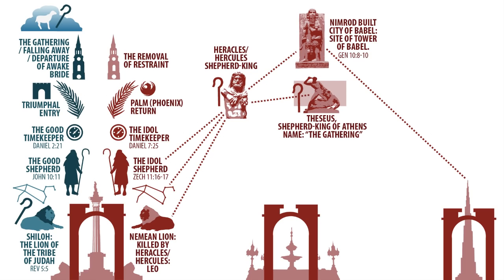And why have they been setting up these arches on their organization website? They've been promoting and have a banner right at the top of Theseus, who's the shepherd king of Athens, and his name means the gathering. So they're emphasizing on multiple levels in the physical realm and in the digital realm too as well, putting out messaging of they know the Shiloh prophecy is engaged, they know that it involves the good shepherd, and that it involves the idol shepherd, and they are expecting the idol shepherd.